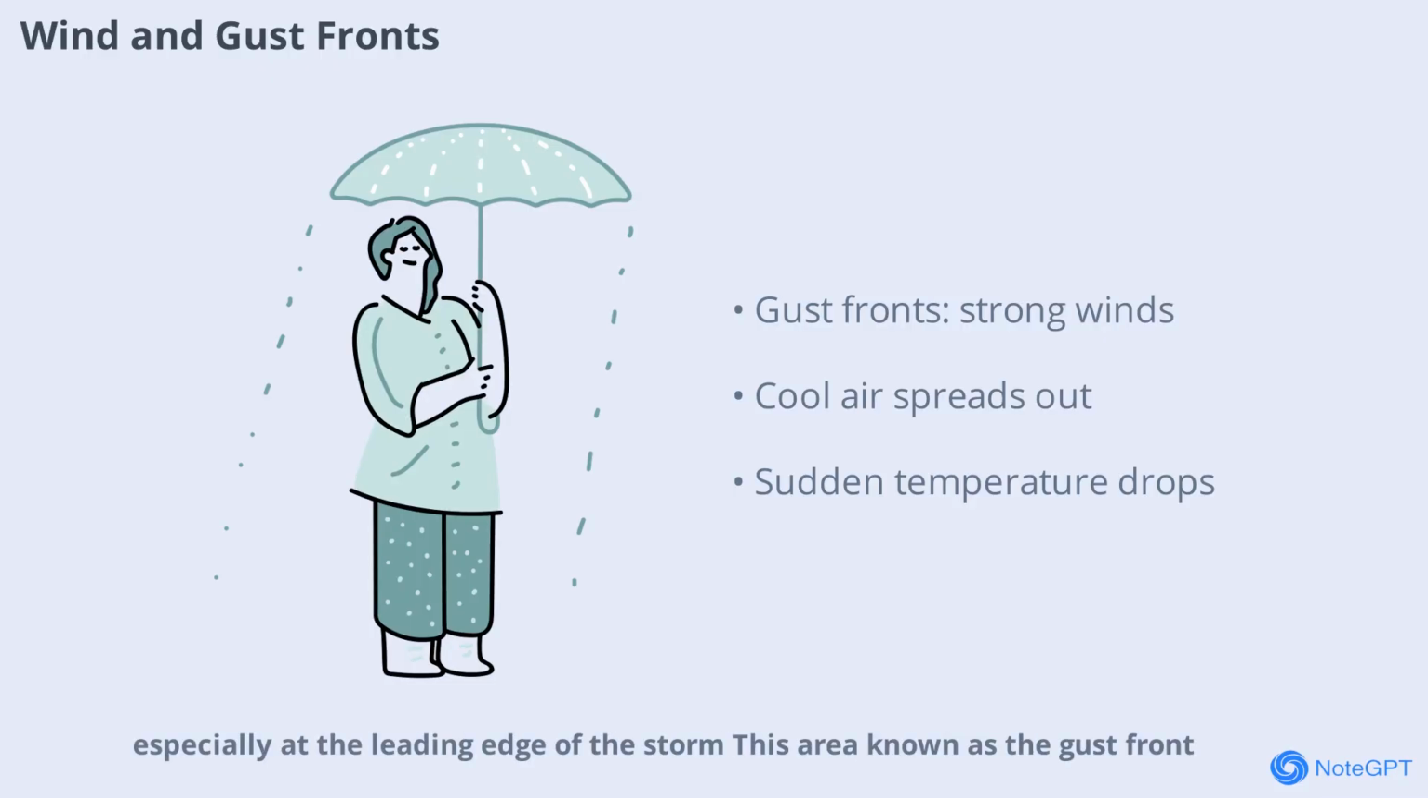Thunderstorms often produce strong winds, especially at the leading edge of the storm. This area, known as the gust front, forms when cool air from downdrafts spreads out along the ground, lifting warm air ahead of the storm. Gust fronts can create dramatic changes in wind speed and direction, sometimes causing dust storms or sudden temperature drops. These winds can be powerful enough to knock down trees and power lines, making them a significant hazard.